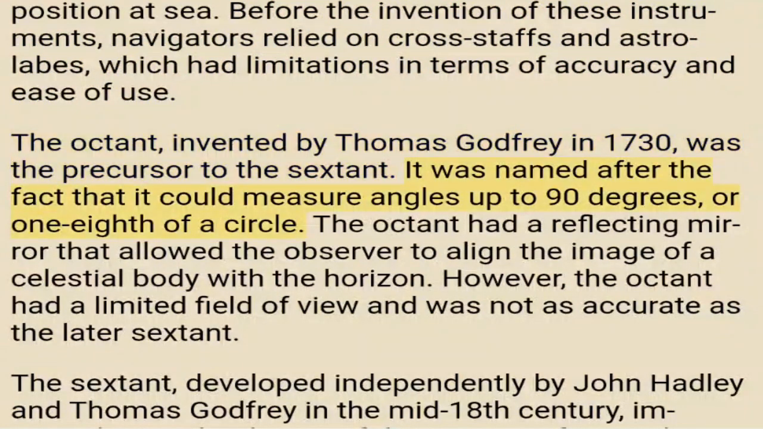It was named after the fact that it could measure angles up to 90 degrees, or 1/8 of a circle. The octant had a reflecting mirror that allowed the observer to align the image of a celestial body with the horizon. However, the octant had a limited field of view and was not as accurate as the later sextant.